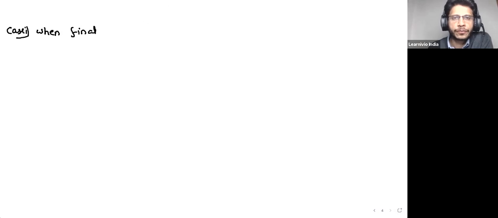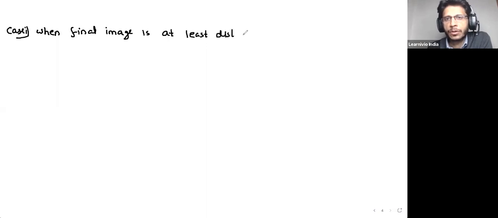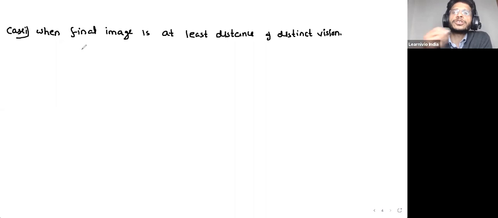So just like the simple microscope, we have two cases. Case one, when the final image is at the least distance of distinct vision. Least distance of distinct vision means your final image is at 25 centimeter from the eye.